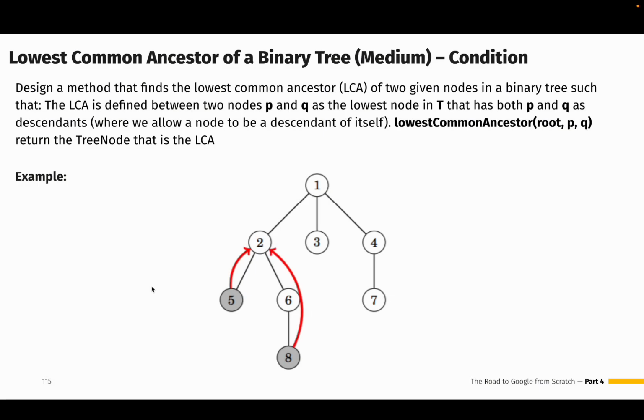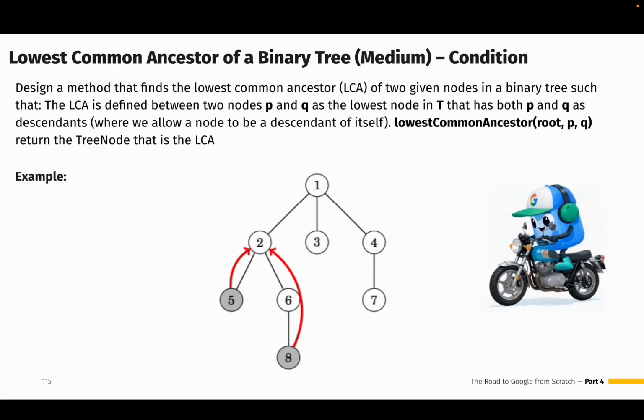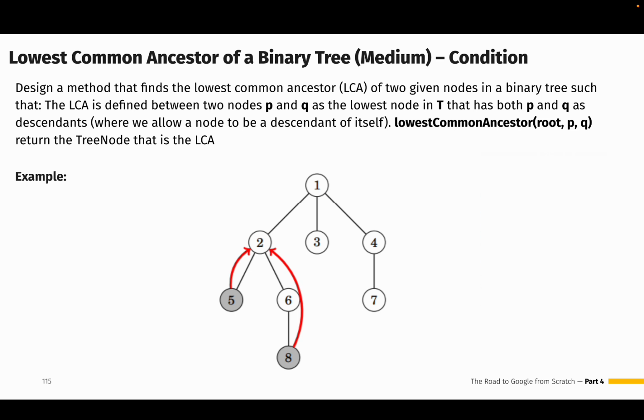So hello again everyone. Today we will check how to solve an exercise called lowest common ancestor of a binary tree. The condition says that we will need to design a method that finds the lowest common ancestor of two given nodes in a binary tree, such that the lowest common ancestor is defined between two nodes P and Q as the lowest node in T that has both P and Q as descendants, where we allow a node to be a descendant of itself.